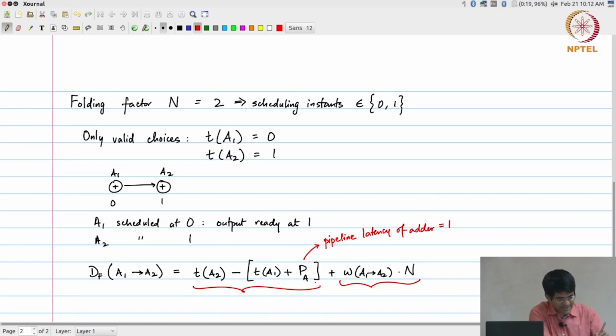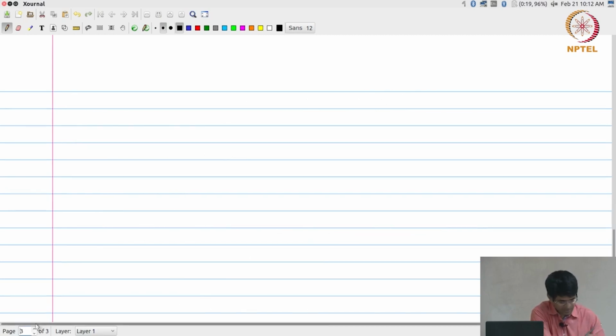Let us walk through this example, complete it. In this particular case, what I have is that df from A1 to A2 is T of A2 is 1, T of A1 is 0 plus PA is equal to 1, and the W in this case is 0 times N, which means that df is equal to 0. Translate that into equivalent hardware. My hardware now looks like this. I have an adder. This is my pipelined adder unit.